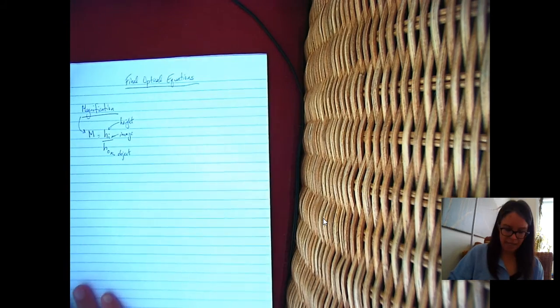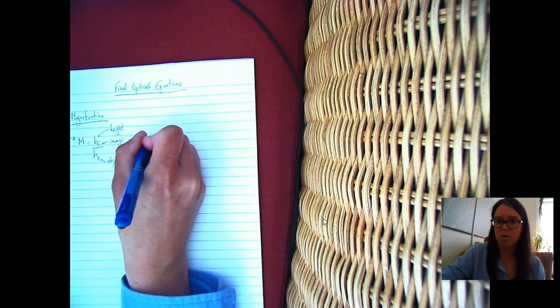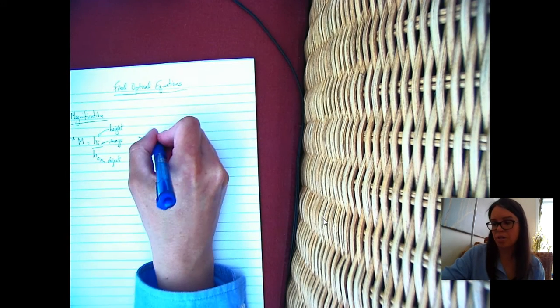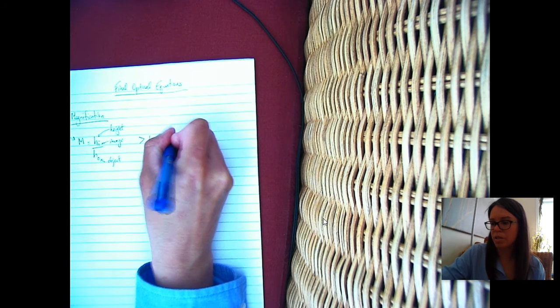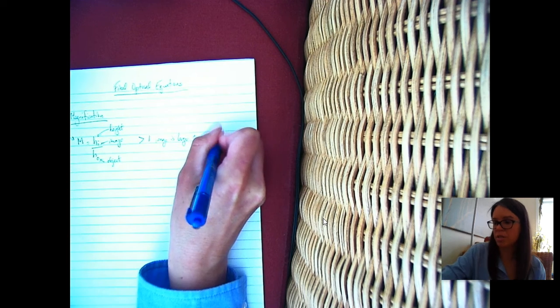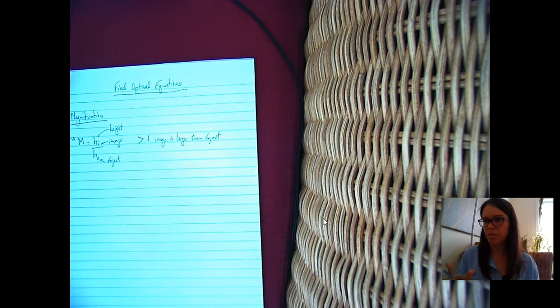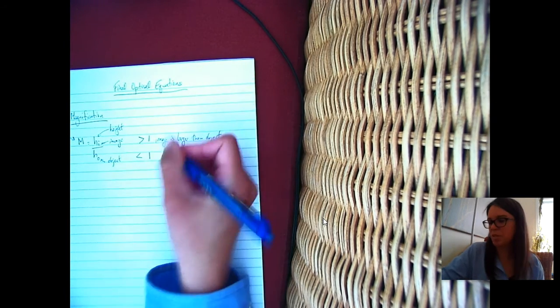Okay, in this case, if I divide this by this and the number is greater than 1, then that means I've got a larger image than I had object. So image is larger than object, which should make sense to you. I magnified it by, if you're looking at a microscope, 40 times, 100 times, 400 times. I'm making it bigger than it was. If I get a number that is less than 1, then the image is smaller.